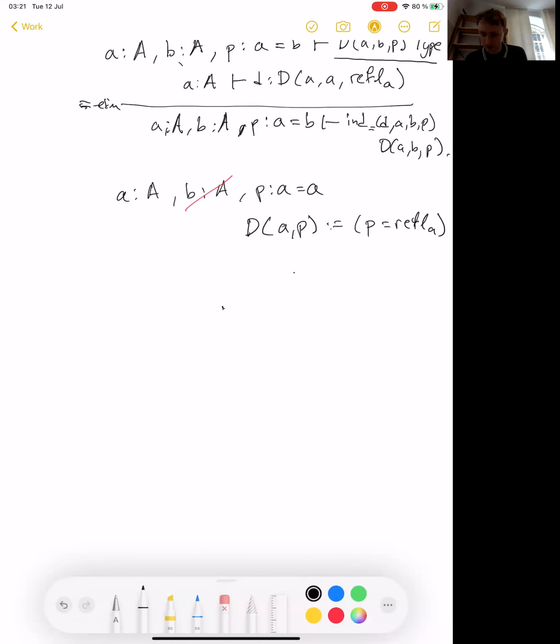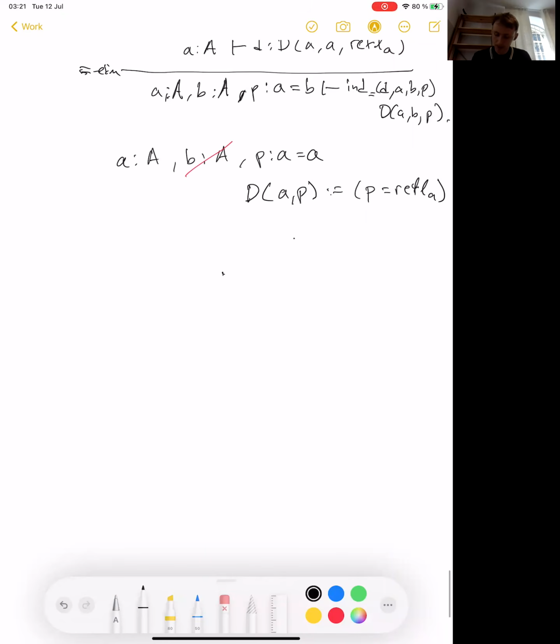This is problematic now because if we want to generalize this, what we would need to do is say something like this. We would want to define for A in A and B in A and P, A equals B, we would want D A B to be P equals refl A. That would kind of be the only way to prove this. But can you spot the problem here?